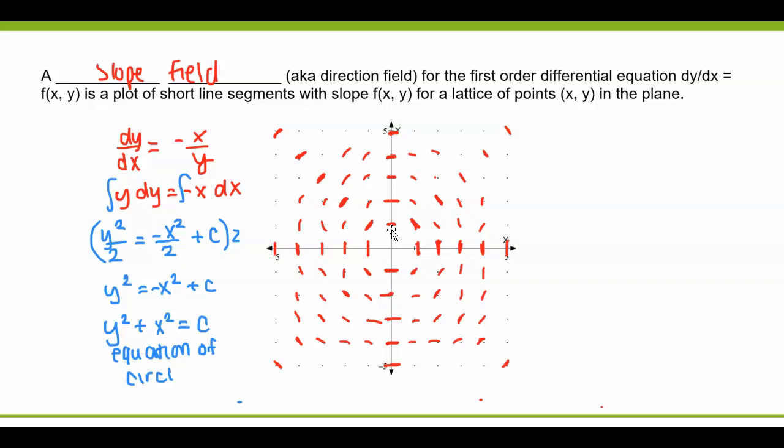So a slope field represents the slopes of the original. So the slopes of a circle are represented in the red, whose equation is represented in red, and then the blue represents the initial equation.